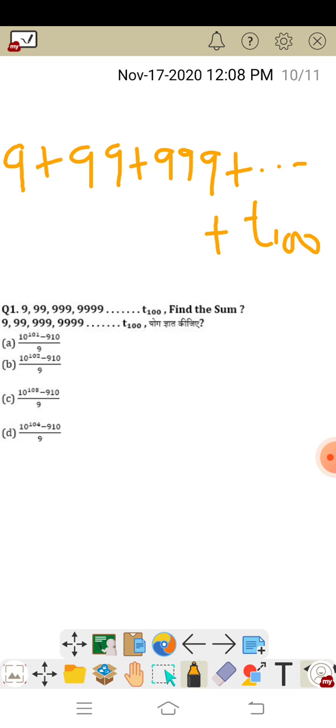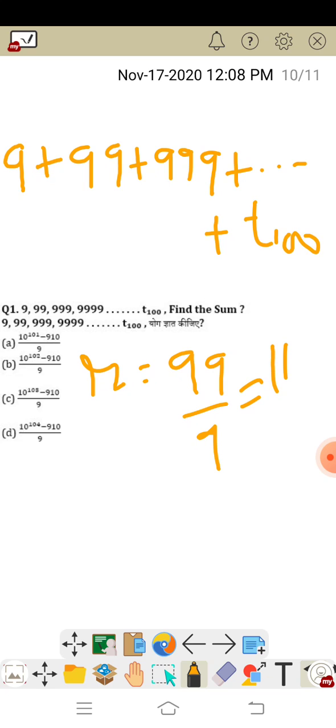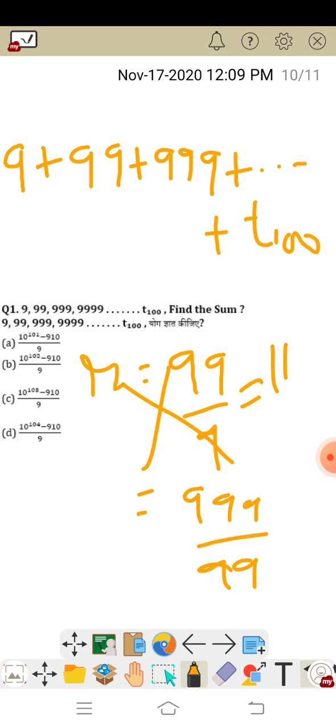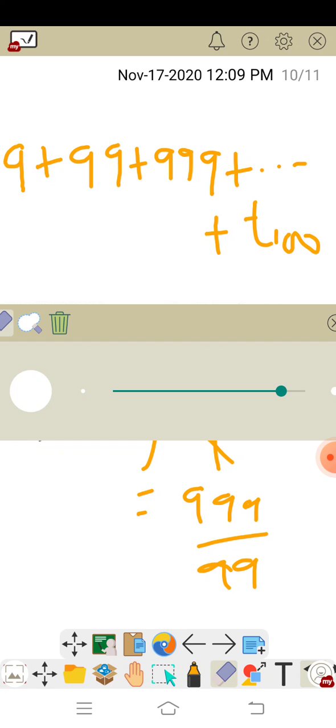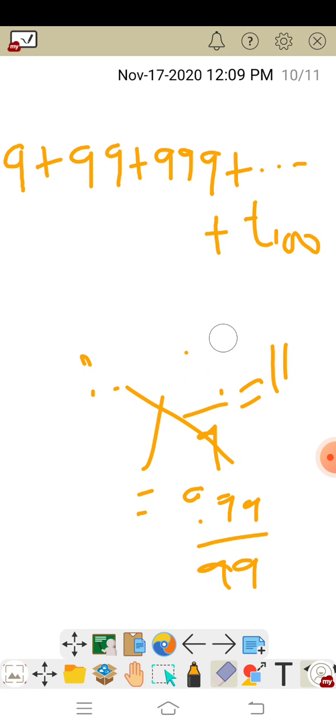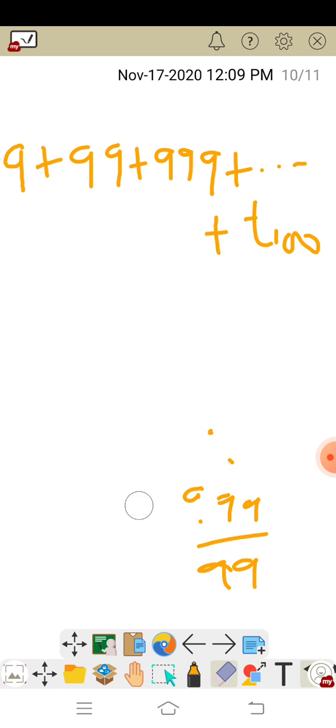So now see, the common ratio r is what here? 99 by 9. You are getting 11. And again, what is the common ratio? 999 divided by 99. What happened? You are not getting the same common ratio. So if you are not getting a common ratio, then definitely this progression is not a geometric progression. Then how to do it? We need to get a geometric progression.